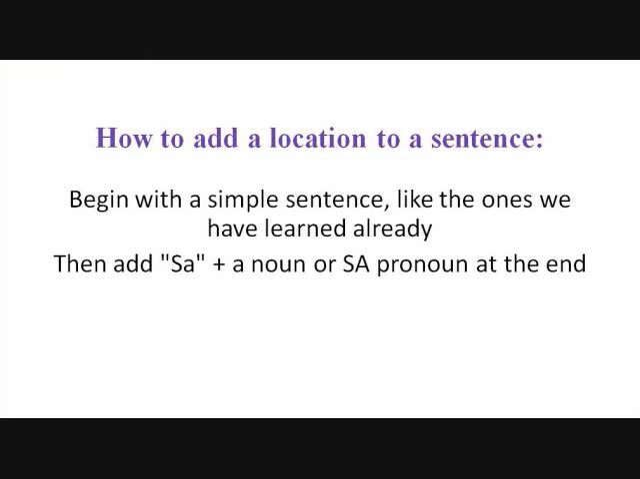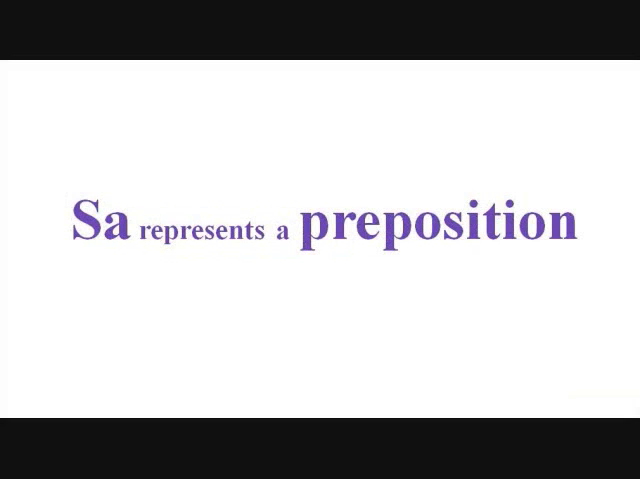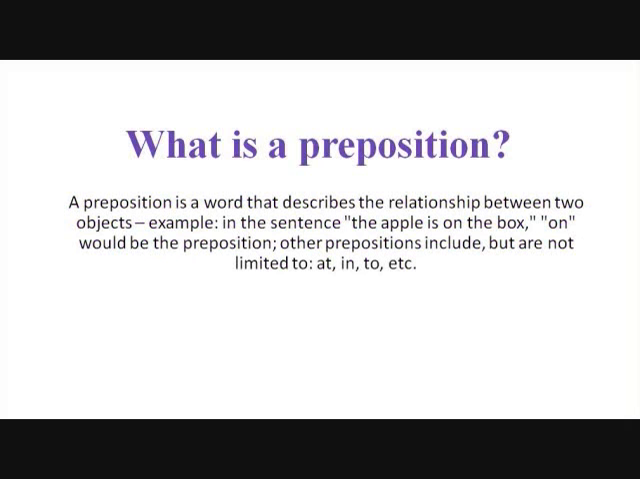First, start with a simple sentence like the ones we have learned so far, with a verb and an actor and maybe an object if you want. And then add the word sa at the end, plus a noun or a sa pronoun. Let's look at the word sa for a moment. Sa is a word that represents a preposition.